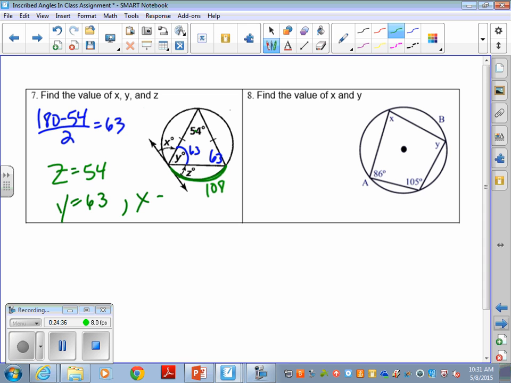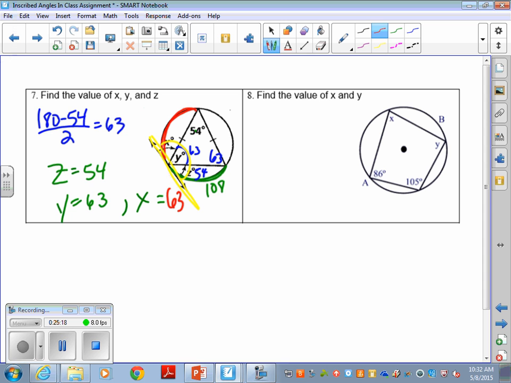How do I get to that X? You can do it two ways. You can use the intercepted arc, but you have to get to the arc. Or there's another way. What do we know about this line? It equals 180. So that means all three of them together equal 180. So X would also be what? 63. X will also be 63.